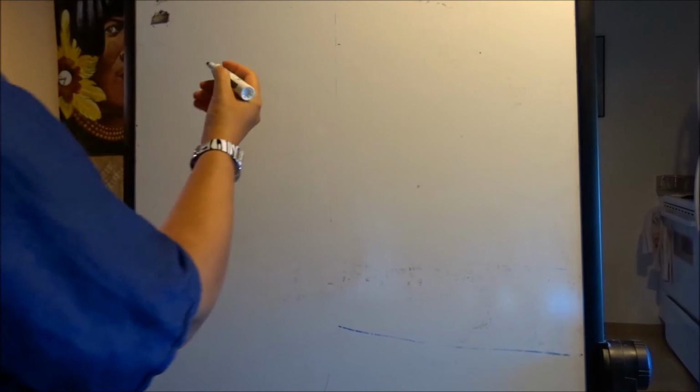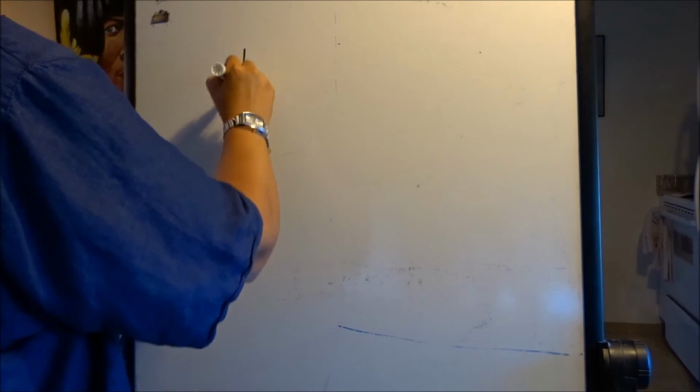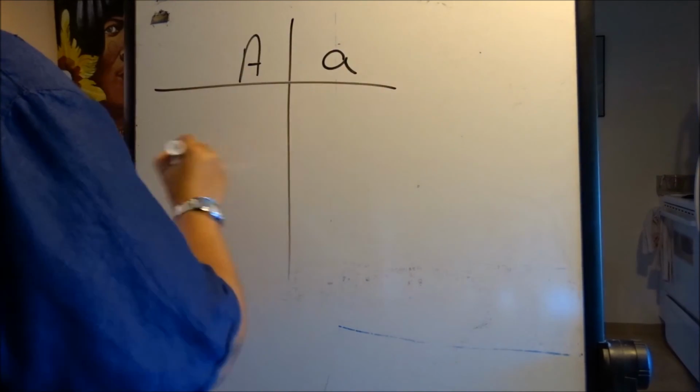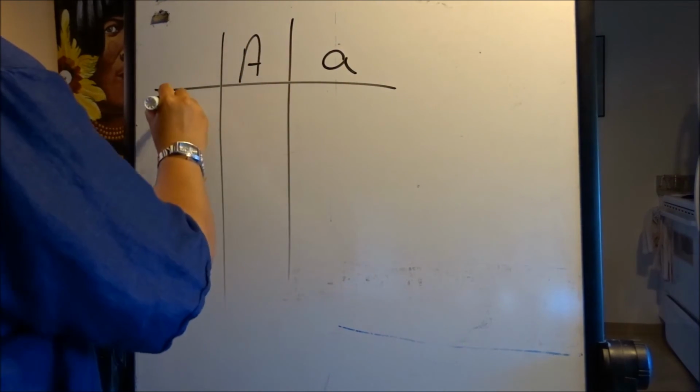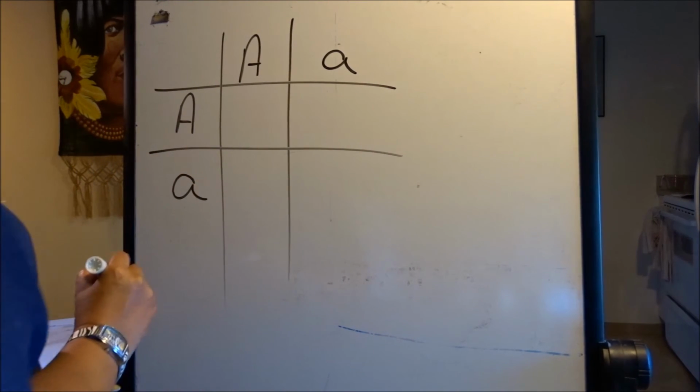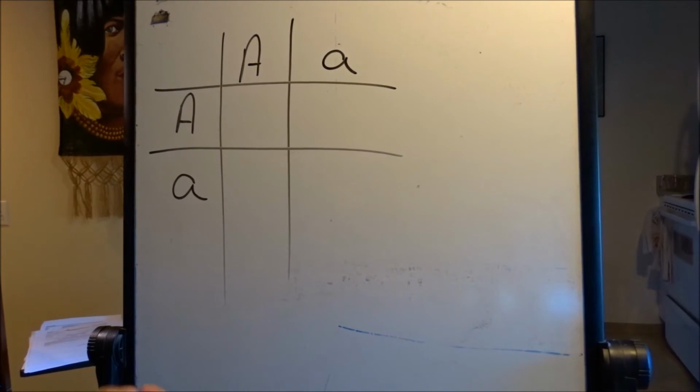Now that we know that the mother was a big A, small a, and that the father was also a big A, small a, we would like to know the probability that their next child would have blue eyes as well.